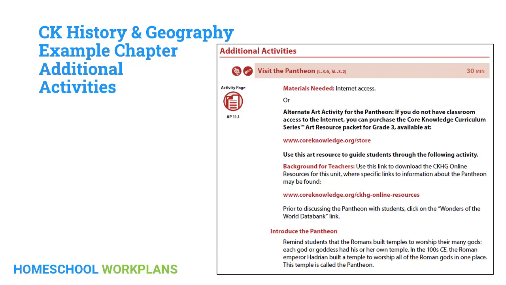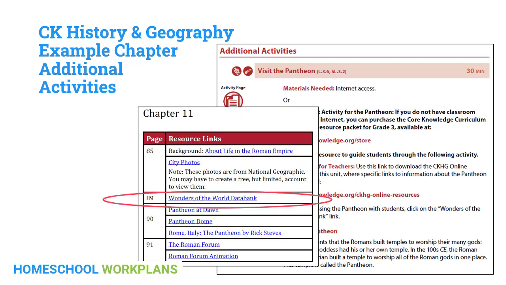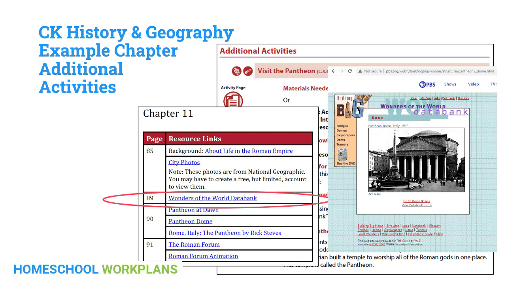The first one is the free option. The picture you need for this lesson is linked on that online resources website, and you find it the same way you did for the background resources we looked at earlier. So if you click on the link, you click on the name of the unit, you click on the chapter, and you'll see the Wonders of the World database link. And then clicking on that, you'll be taken to a PBS website with pictures of the Pantheon. So there are just some samples there.